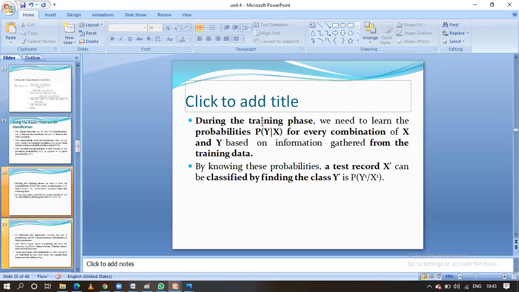During the training phase, we have to find out the different combinations for probability of Y given X. Here Y will have the different combinations, and X will have the class variable. We are going to find that out from the training data. Knowing the probabilities, the test record, that is X bar, can be classified as Y bar. How are we going to classify? That is probability of Y bar given X bar.